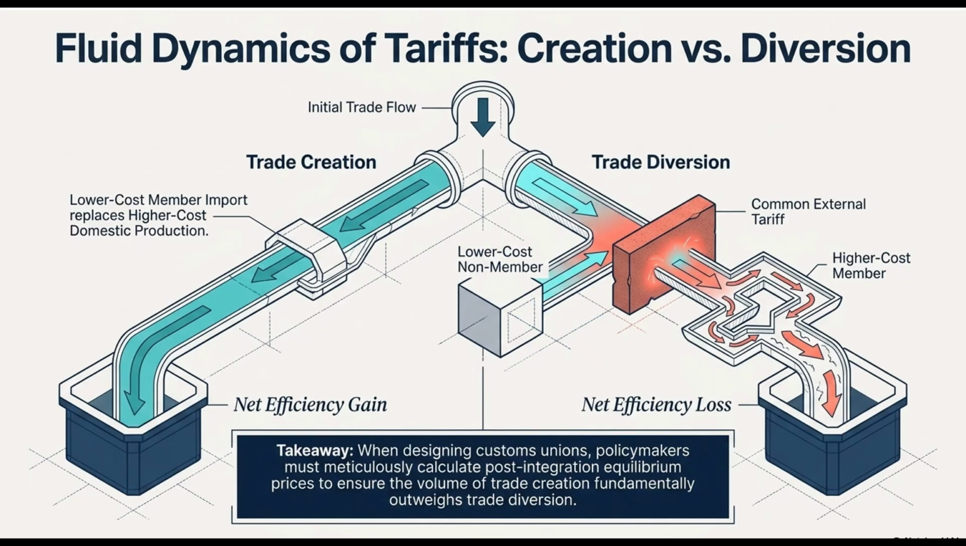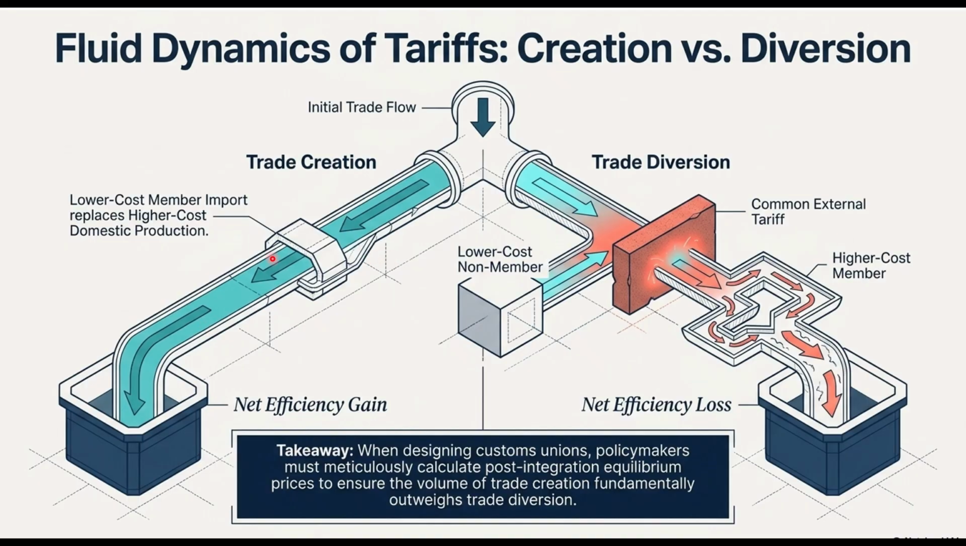Trade diversion occurs when countries begin importing from a partner country instead of a more efficient non-member simply because tariffs make partner products artificially cheaper. So trade creation benefits society, while trade diversion may reduce global efficiency. The overall success of an integration agreement depends on whether trade creation outweighs trade diversion. Clear?